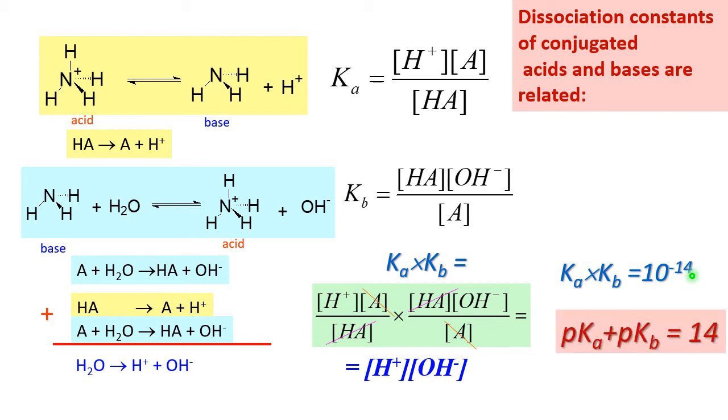Now if we take the log of this, we'll have pKa plus pKb equal to 14. That means if you know pKa, you can calculate pKb. If you know pKb, you can calculate pKa.